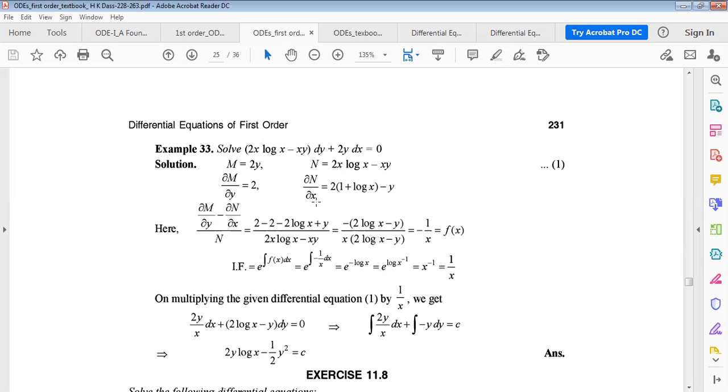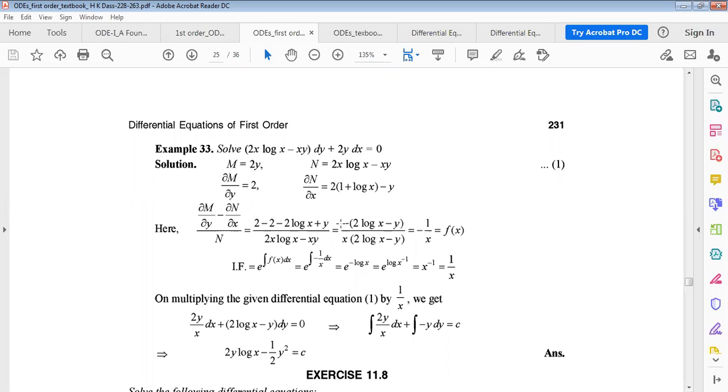Understand? So you have to reduce it to exact form. How will we reduce it? Suppose (∂M/∂y − ∂N/∂x)/N, what will it be? We have to test first. Just taking the subtraction, (∂M/∂y − ∂N/∂x)/N. ∂M/∂y is only 2, and ∂N/∂x is this whole expression, taking minus. Now N will be this.